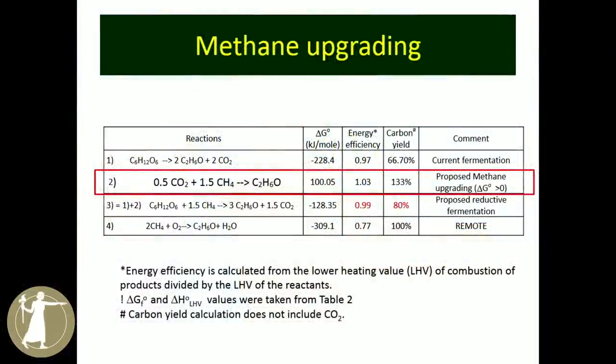We know that we have lots of methane in the United States. Using this type of approach, you'll be able to add 1/2 of the CO2 to 1.5 moles of methane to make ethanol. Again, this type of reaction is not possible using straight chemistry. But then we couple chemical reactions with fermentation and make this thermodynamically challenging process feasible.